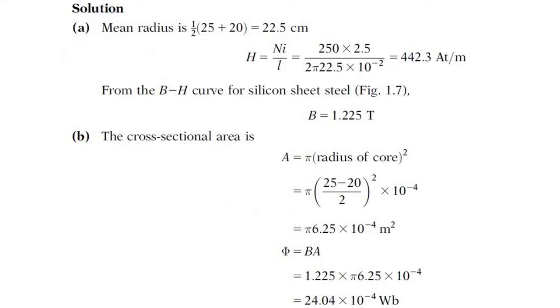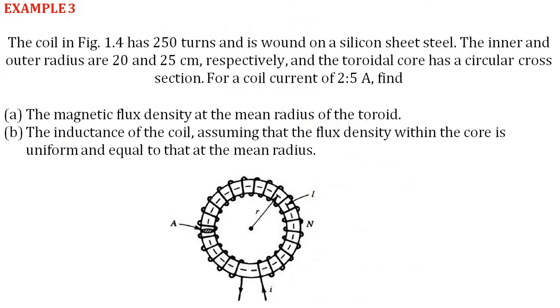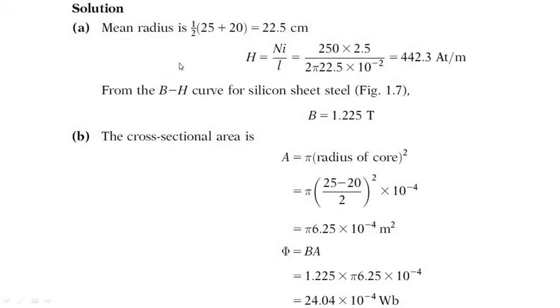Solution. First, we have to find out the radius value. The mean radius is 1 by 2 into (25 plus 20), where the inner radius value is 20 and the outer radius value is 25. So, the mean radius is (20 plus 25) divided by 2, which is equal to 22.5 centimeter.